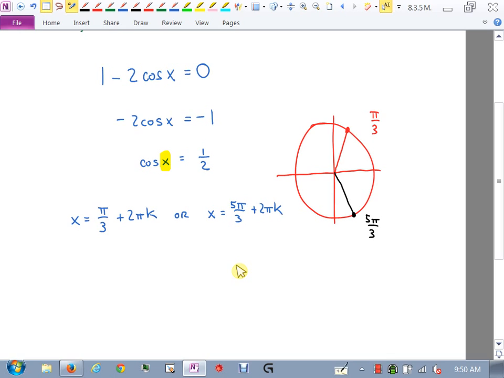And now, let's get common denominators on both of those. So I need to multiply top and bottom here by 3, top and bottom here by 3. So we get x is equal to pi plus 6 pi k over 3, or x is equal to 5 pi plus 6 pi k over 3. Anybody have any questions on what I did there? Getting a common denominator? No questions?